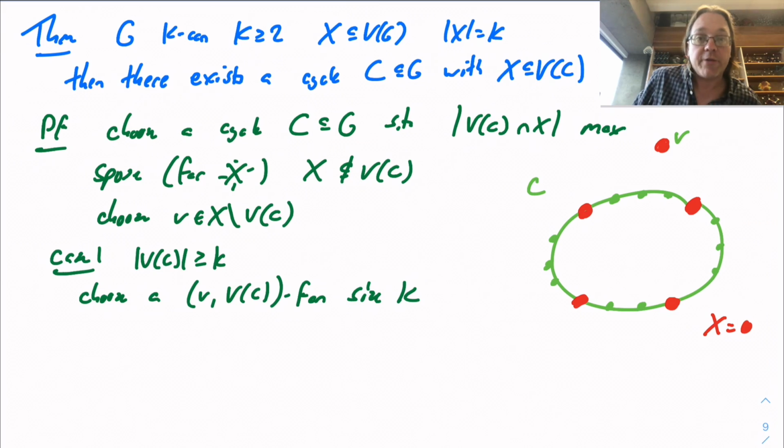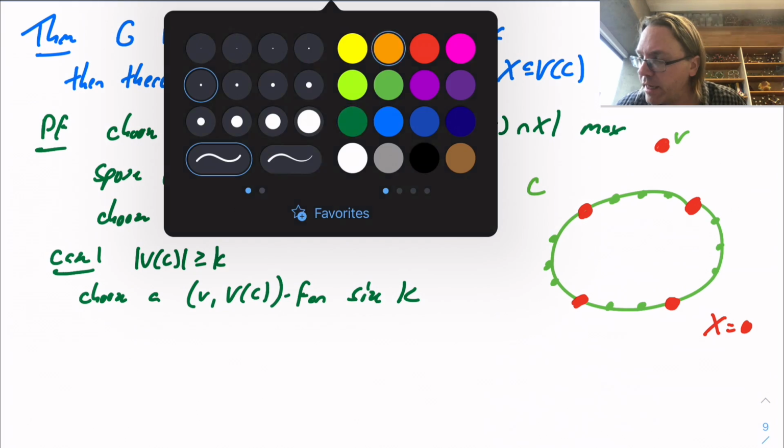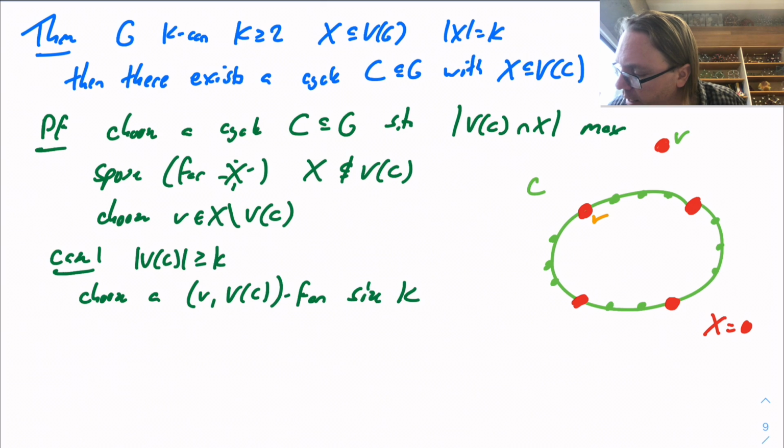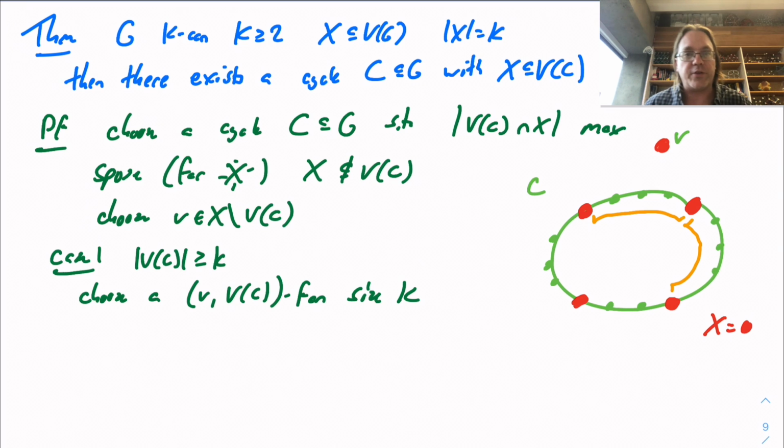Now, those red vertices that are on my cycle, those vertices in X that lie in my cycle, they're dividing this cycle up into intervals. You can see here I'm thinking of this as one interval, and then this is another interval, and so on. So because I have at most k minus 1 vertices in X that lie on my cycle, remember the set X has size k, and the vertex V is in X but is not on the cycle.